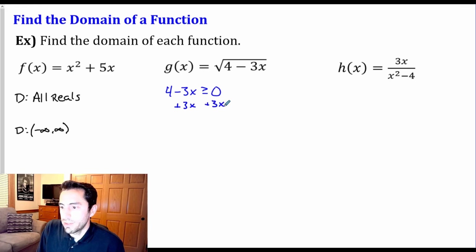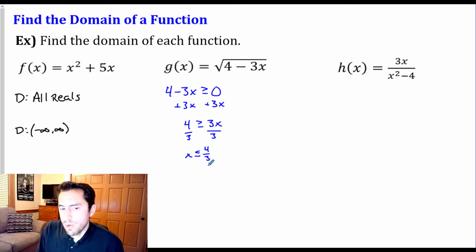3x on the other side, and that's going to give me 4 is greater than or equal to 3x. And to finish up, we'll divide both sides by 3. And I normally like having my x on the left-hand side. So then x, just making sure that my inequality sign stays pointing towards the x, we end up with x is less than or equal to 4/3.